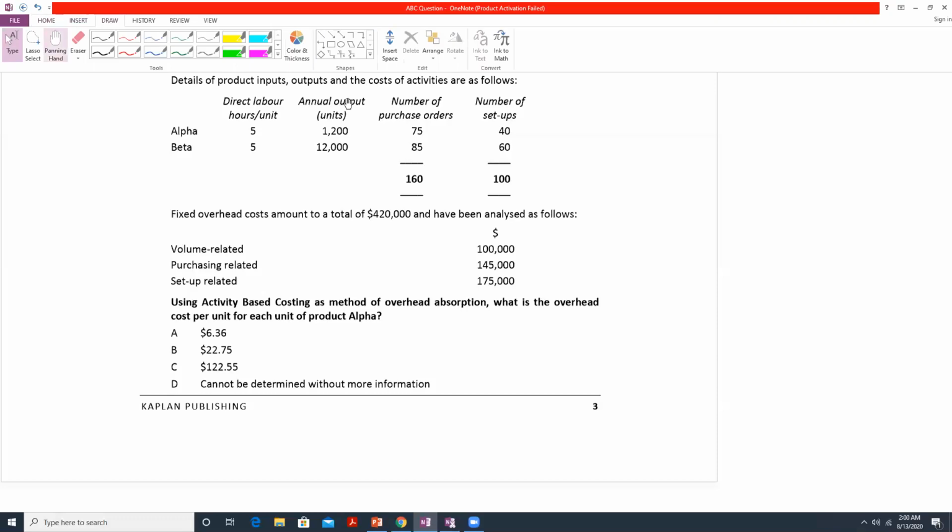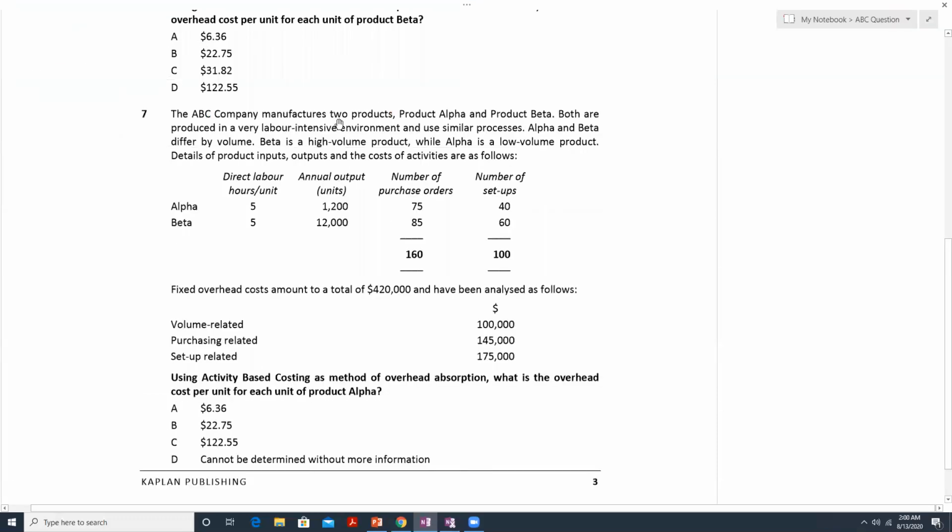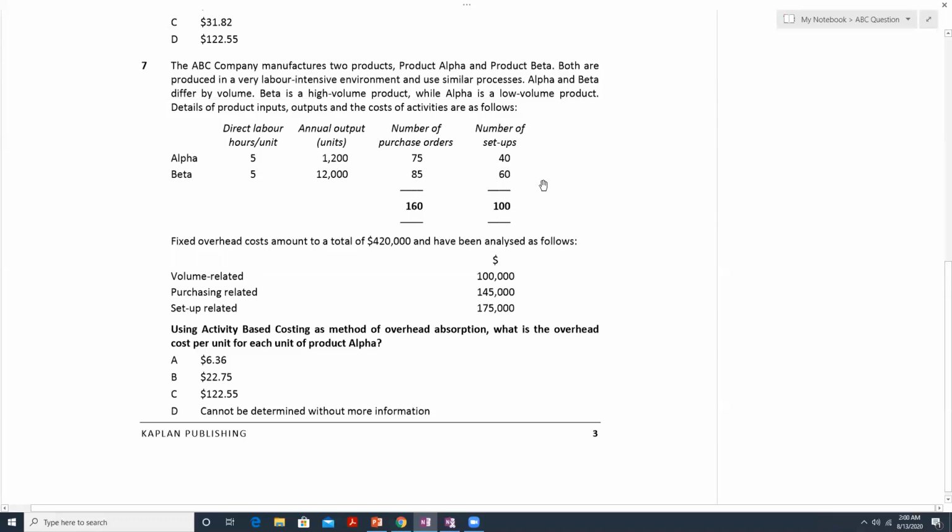The ABC company manufactures two products, alpha and beta. Both are produced in a very labor intensive environment and use similar processes. Alpha and beta differ by volume. Beta is a high volume product while alpha is a low volume product. Details of product inputs, outputs, and the costs of activities are as follows.